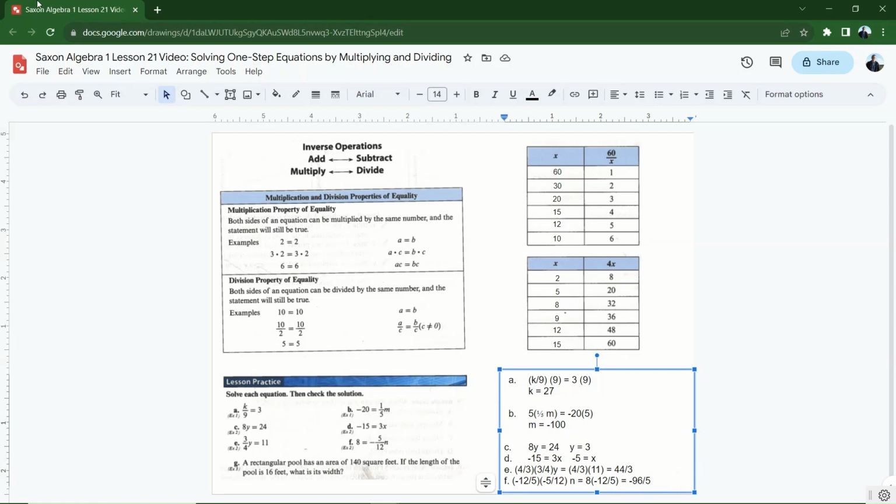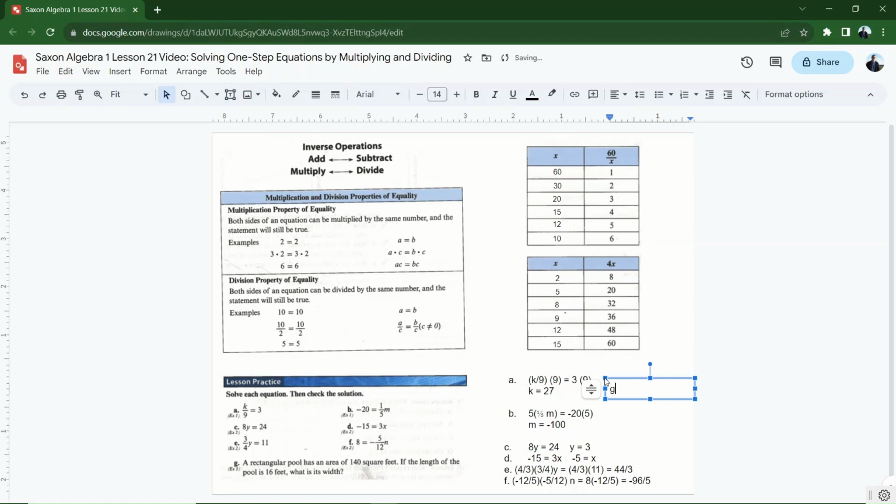And then finally, our last problem. What we're going to do is figure out if a rectangular pool has an area of 140 square feet, the length is 16 feet, what is the width? Well, I know that length times width equals area. I'm going to take 16w divided by 16 and then 140 divided by 16. That is how I solve this problem. So 16w divided by 16 is just going to turn into w because the 16s will cancel. And the width equals 140 over 16. 35/4 is going to be my answer.